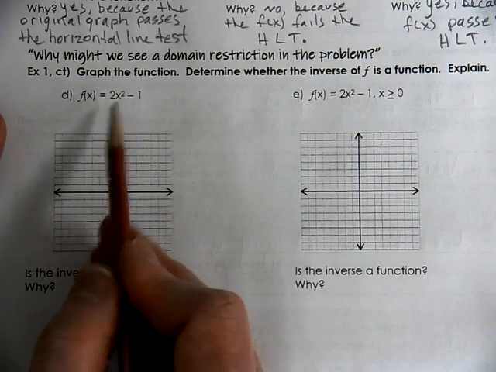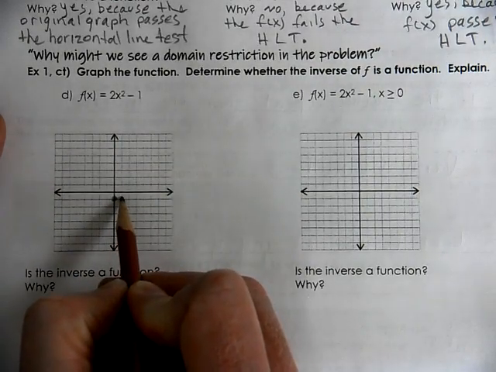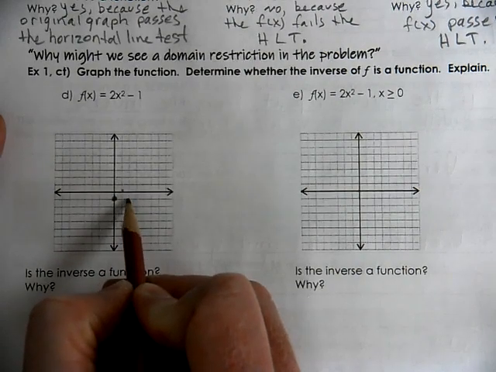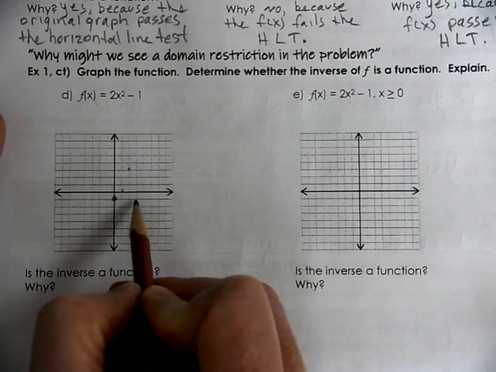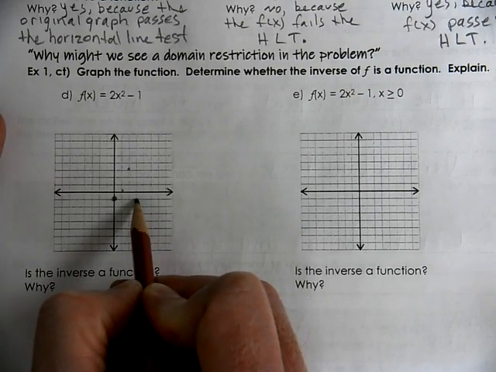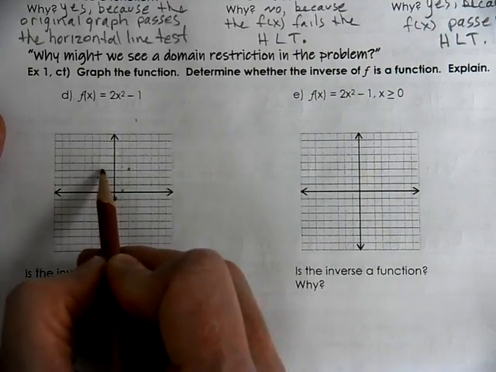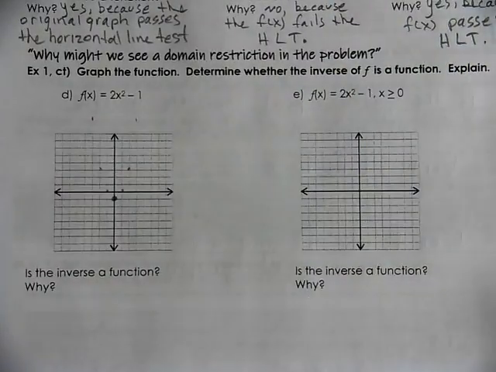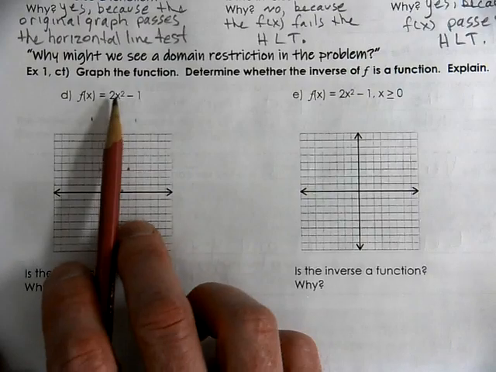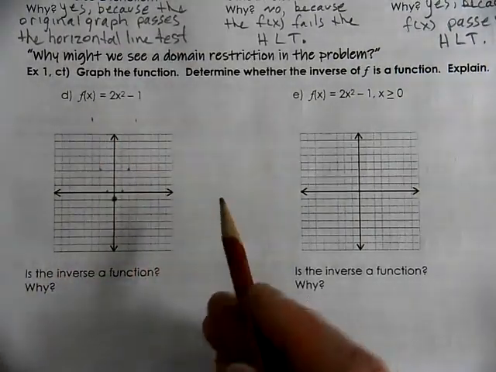We know that the parent function x squared typically is 1 to the right, 1 times 1 is 1. 2 to the right, 2 times 2 is 4. 3 to the right, 3 times 3 is 9. And we'd get the same thing going to the left. So that would be your parabola of a parent function. But this isn't just x squared. This is 2x squared. So that means you're going to go up twice as much.